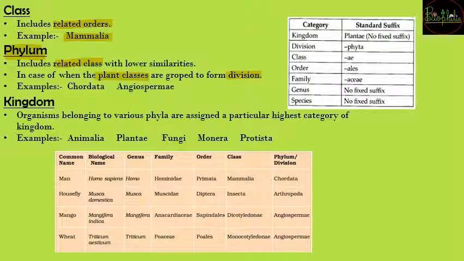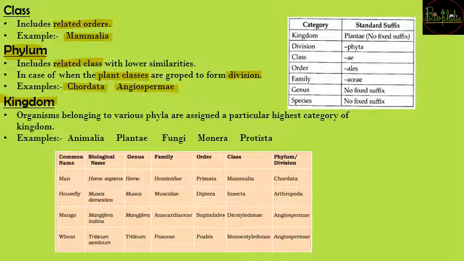तो plant classes को जब group करेंगे तो instead of phylum we would call it division. So phylum के example हो सकते हैं Chordata and Angiospermae. Chordata is a phylum in the case of animals, and the division in the case of plants is Angiospermae. The last and the largest taxon is the kingdom.